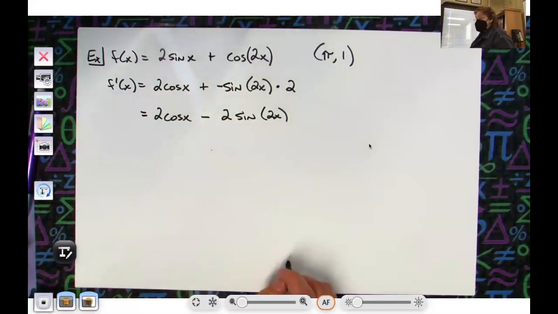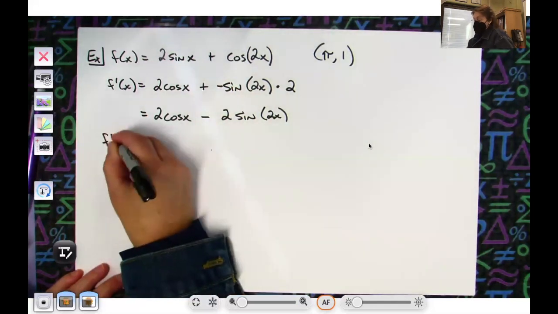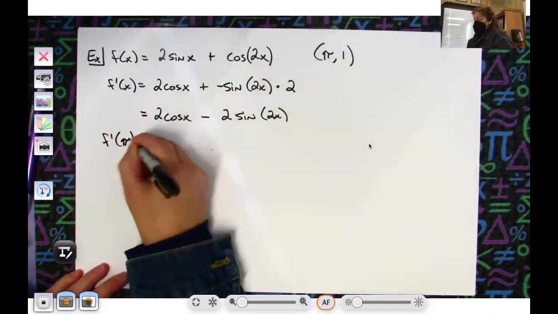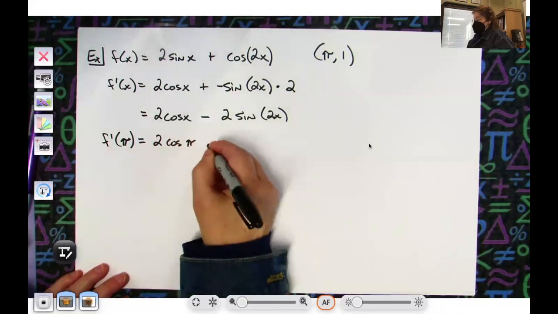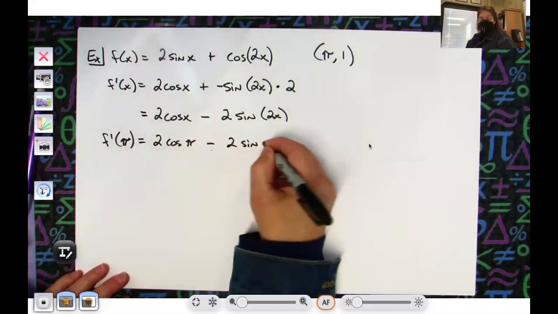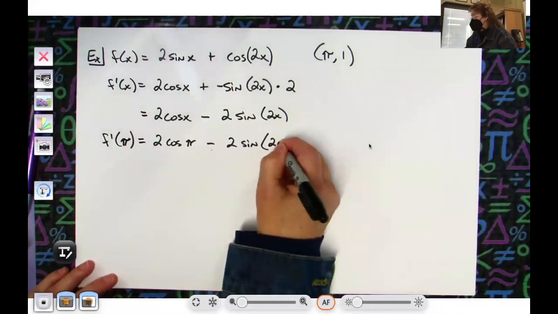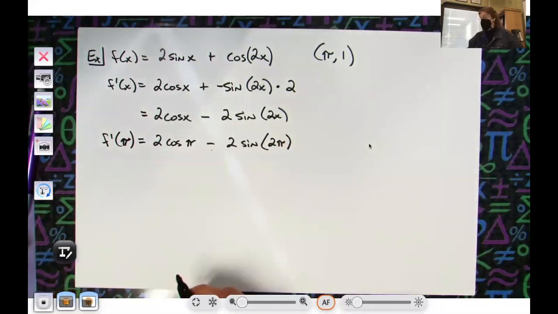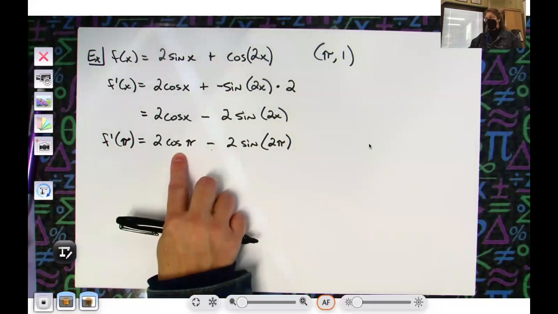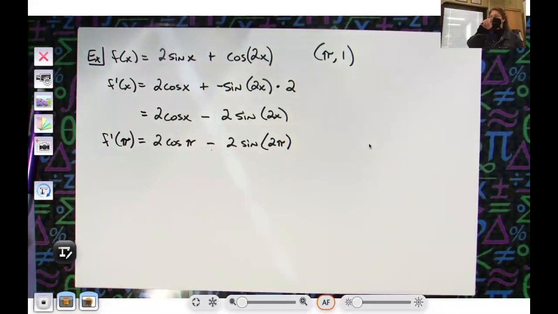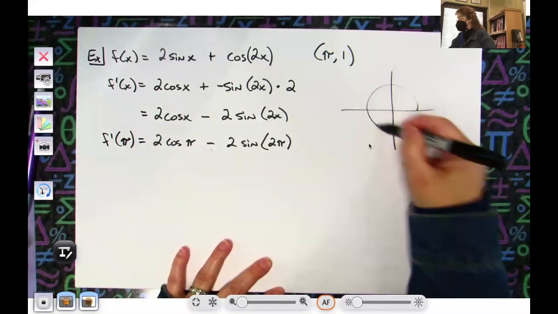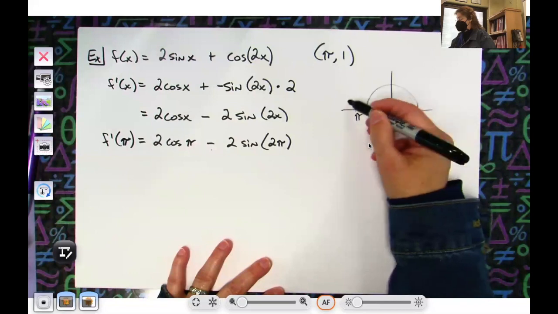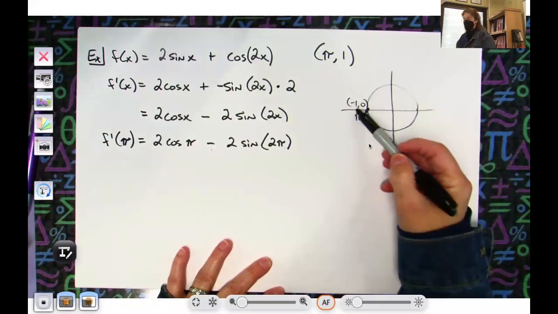Okay, now you're going to plug in pi. So this is where you're going to need to know unit circle values because you're going to have to do this. So plug in pi: 2 cosine pi minus 2 sine of 2 pi. Okay, cosine pi, think of the unit circle. It's the point on the left. So cosine is negative 1. Someone said negative 1. Think of your unit circle. Right here's pi. That point is negative 1, 0. So cosine's got to be negative 1.